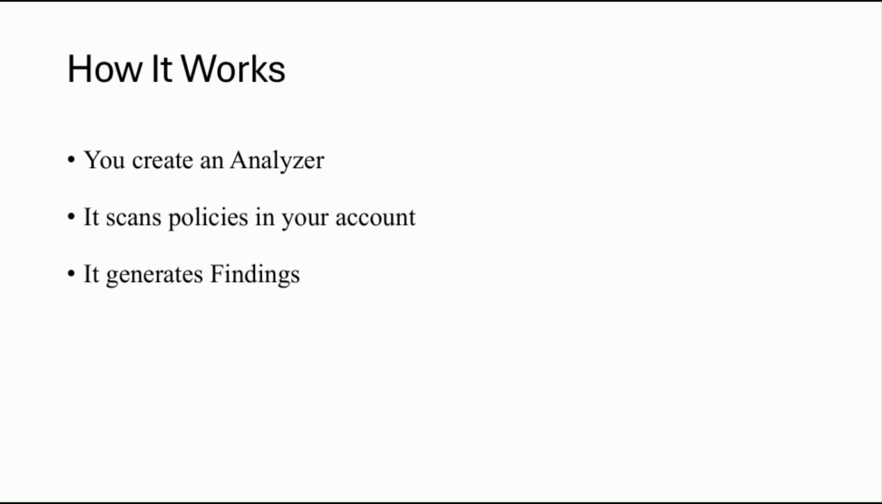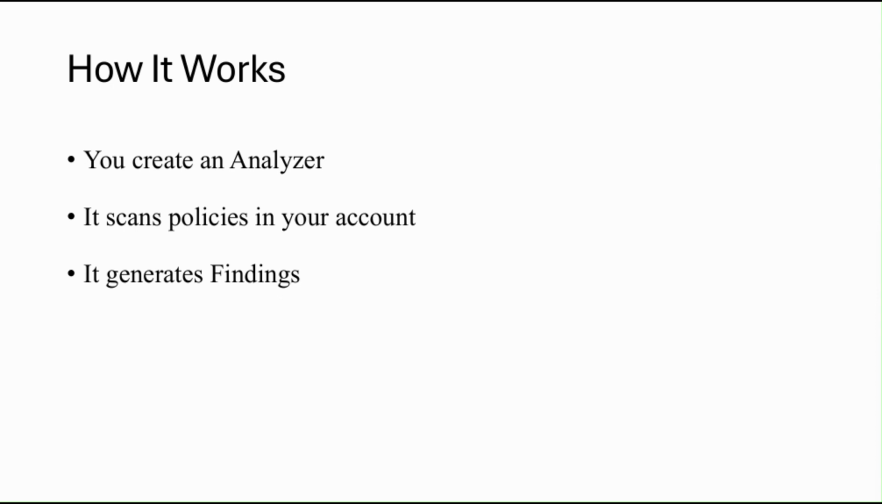Let me explain how IAM Access Analyzer works. It is simple. There are three steps. In step 1, you create an analyzer. An analyzer is like hiring a security guard. You tell AWS, I want you to watch my AWS account and tell me if anything is wrong. In step 2, the analyzer automatically scans all the policies in your account. It looks at S3 buckets, IAM roles, KMS keys, and all the resources we talked about before. It checks every single policy.